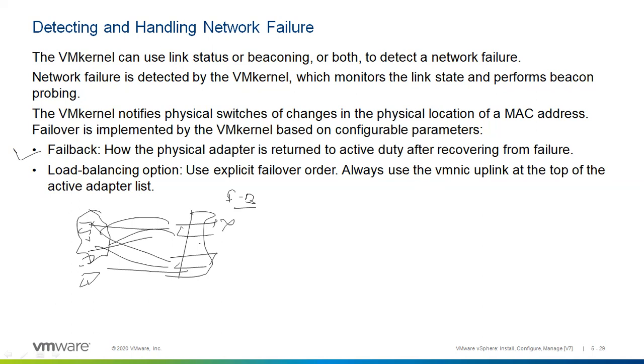Load balancing option, exploit the failover: always use the VMNIC uplink at the top of the active adapter. Active adapter means uplink 1 should be VMNIC 0, uplink 2 should be VMNIC 1, in that way.